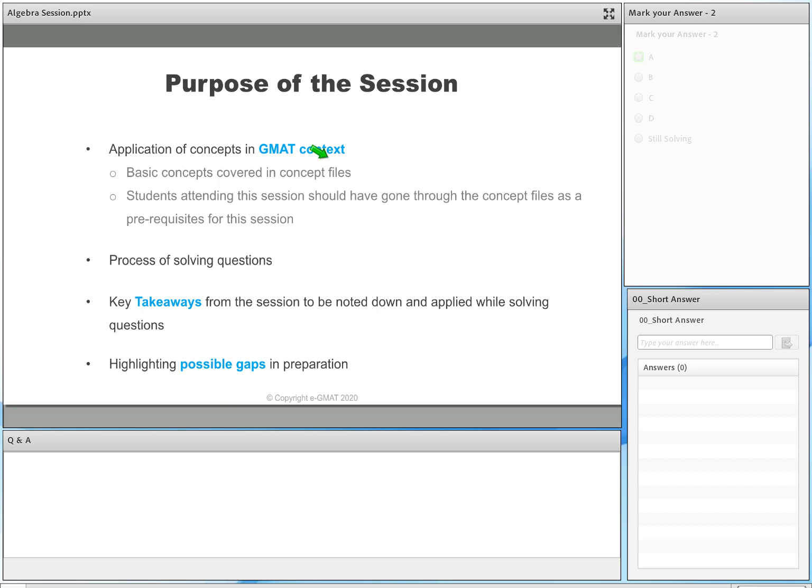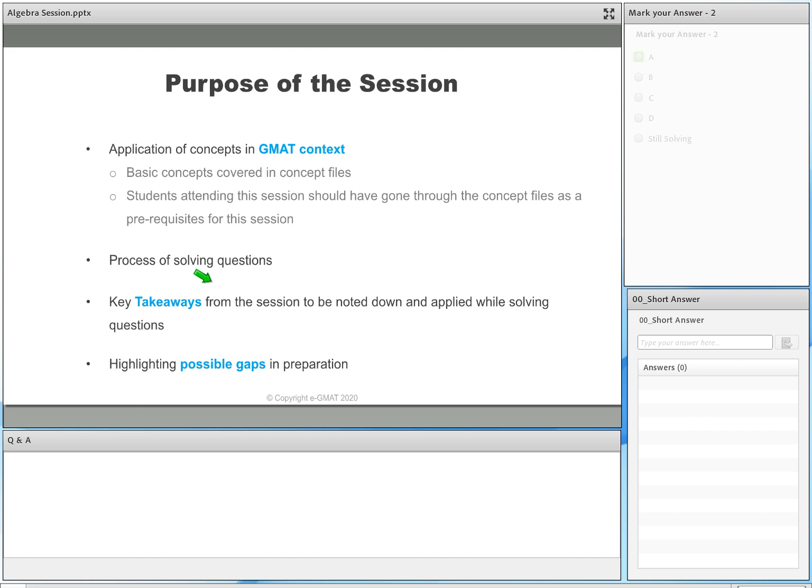The purpose of the session is to teach you application of concepts in GMAT context. We know concepts a lot of times. We know things like, okay, the sum of the three angles of a triangle is 180 degrees. That is a concept. But when it comes to solving questions using those concepts, a lot of times we find it hard to do that. That is the gap between concepts and application. You'll see how you can apply your concepts when it comes to a GMAT question.